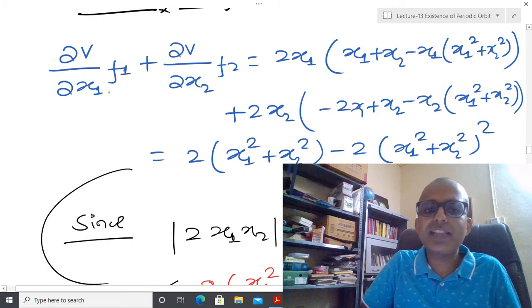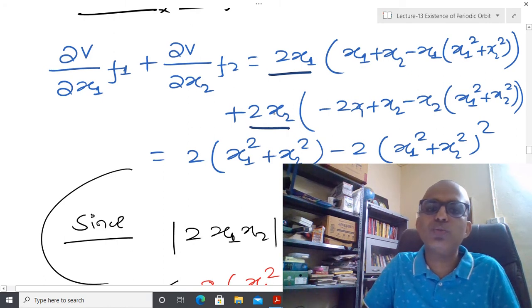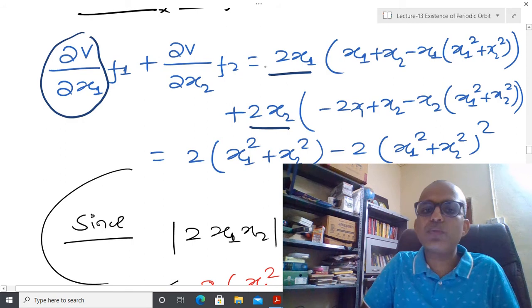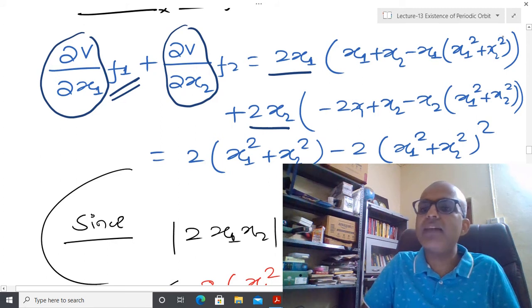Dou V by dou x. So I have x1 square plus x2 square, and after that I have calculated the partial derivative with respect to x1, so that is 2x1. Similarly, with respect to x2, that is 2x2. Due to that reason, this term dou V by dou x1 is 2x1, dou V by dou x2 is 2x2. And after that, f1, since I have a second order system, I have the vector field in the x1 dot direction and the vector field in the x2 dot direction.